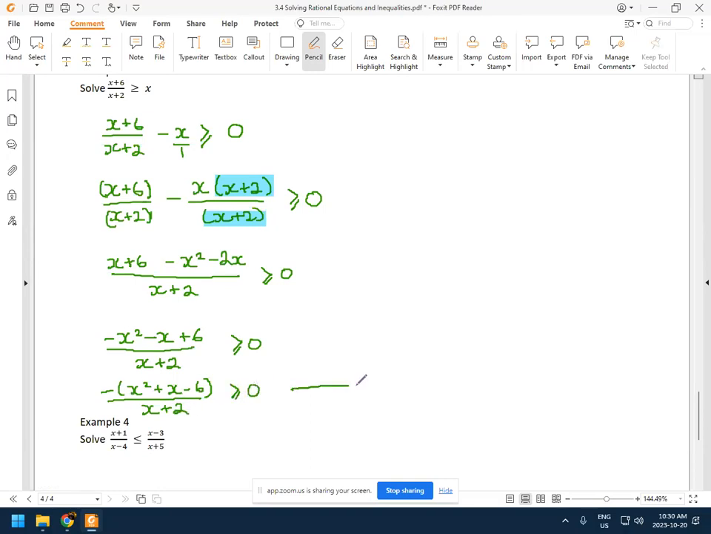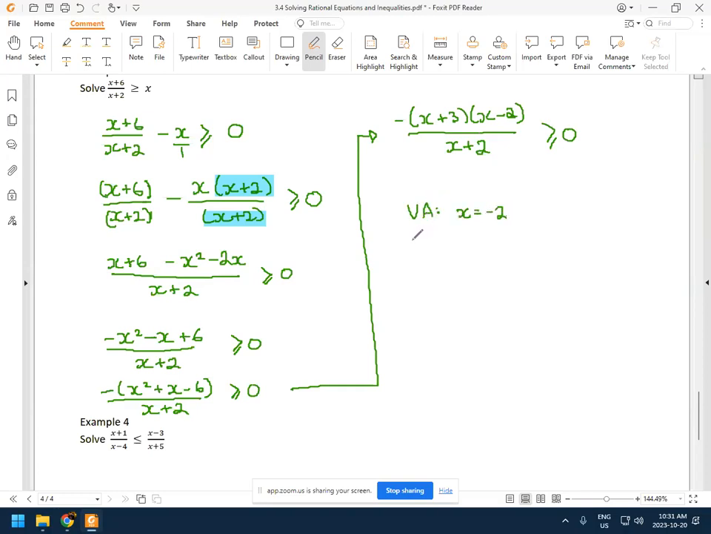No, even I think it's going to be a negative, so x minus 2. Yeah. So we've got x plus 3 and an x minus 2. Yeah. So we are ready for the chart. Since we need it, vertical asymptote, x equals negative 2. X-intercepts, negative 3 and 2.